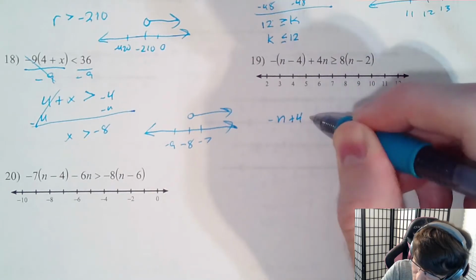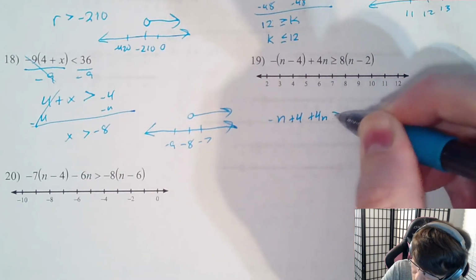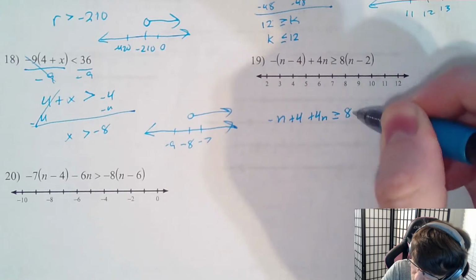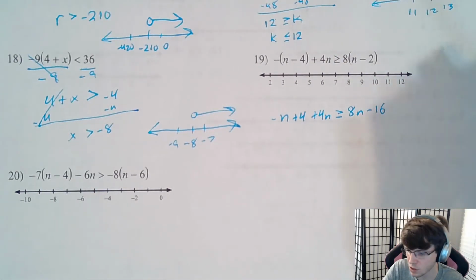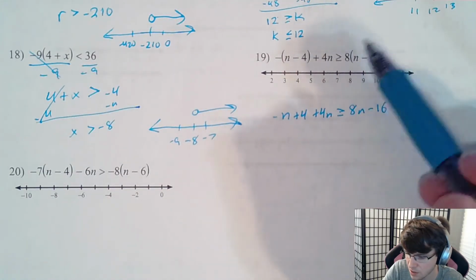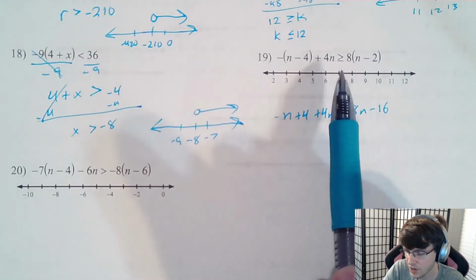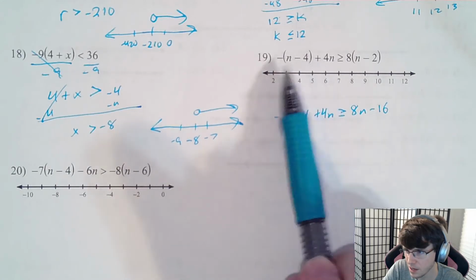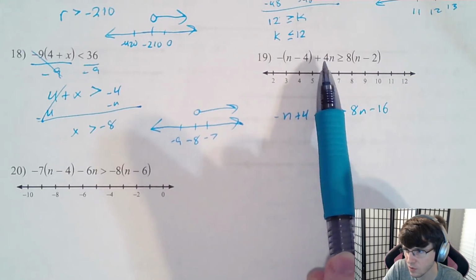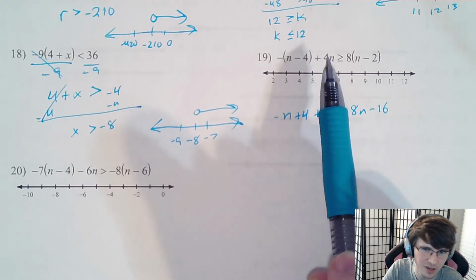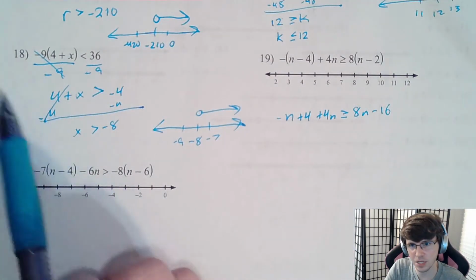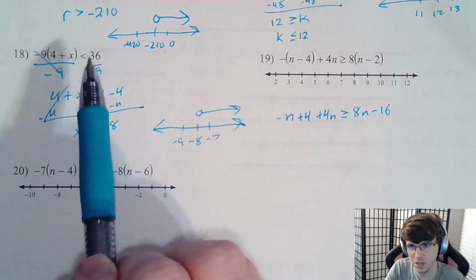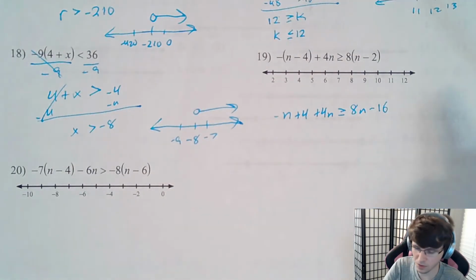All right, negative distributes. -n plus 4, plus 4n greater than or equal to 8 distributes, 8n minus 16. So you might ask, hey, Mr. Richards, why didn't you try to divide both sides by 8? That whole side was being multiplied by 8. Well, if I try to divide by 8, then this gets divided by 8, like everything does, and that 4 divided by 8 is a half, and then I have half n, and then I got problems and issues. So over here it was really easy, because negative 36 and 9 went into each other, but here it wouldn't work out, so we can't really do that.